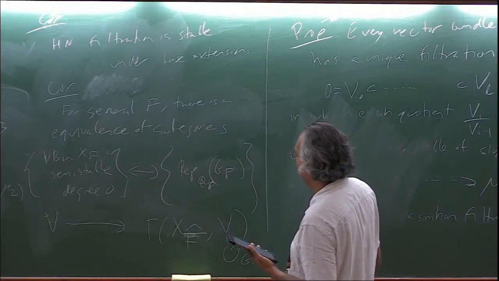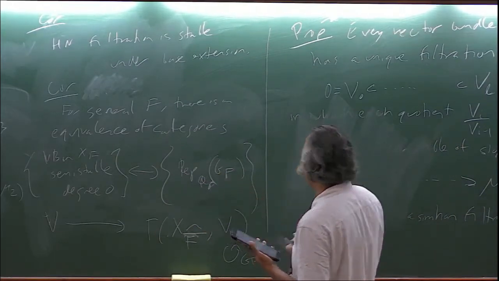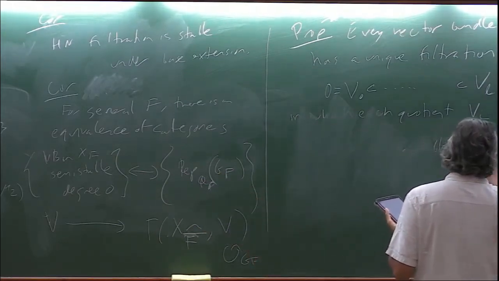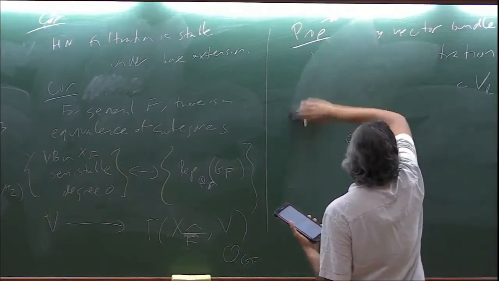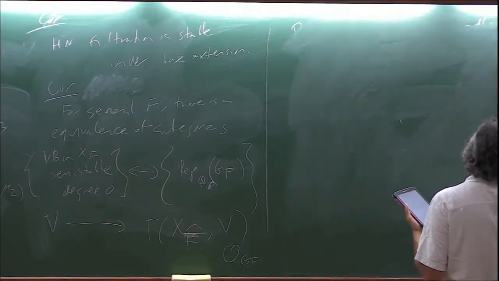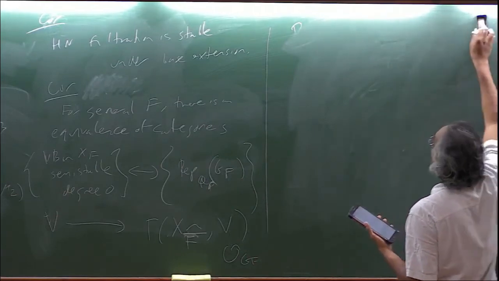These are finite dimensional Q_p vector spaces. No, but the image can be large, going from F all the way to F bar.